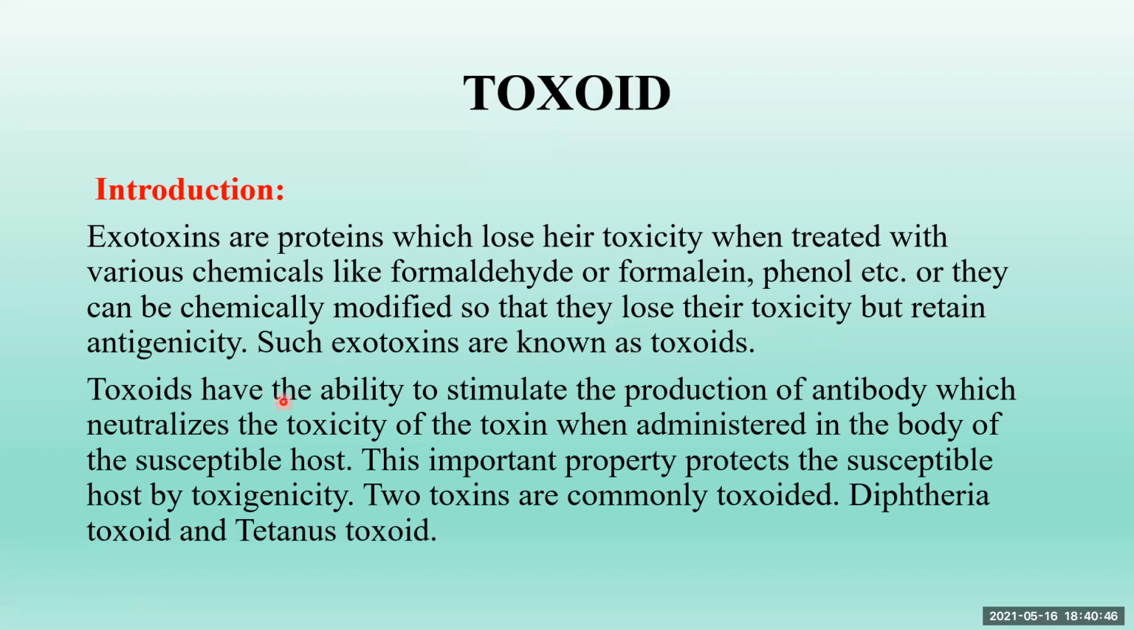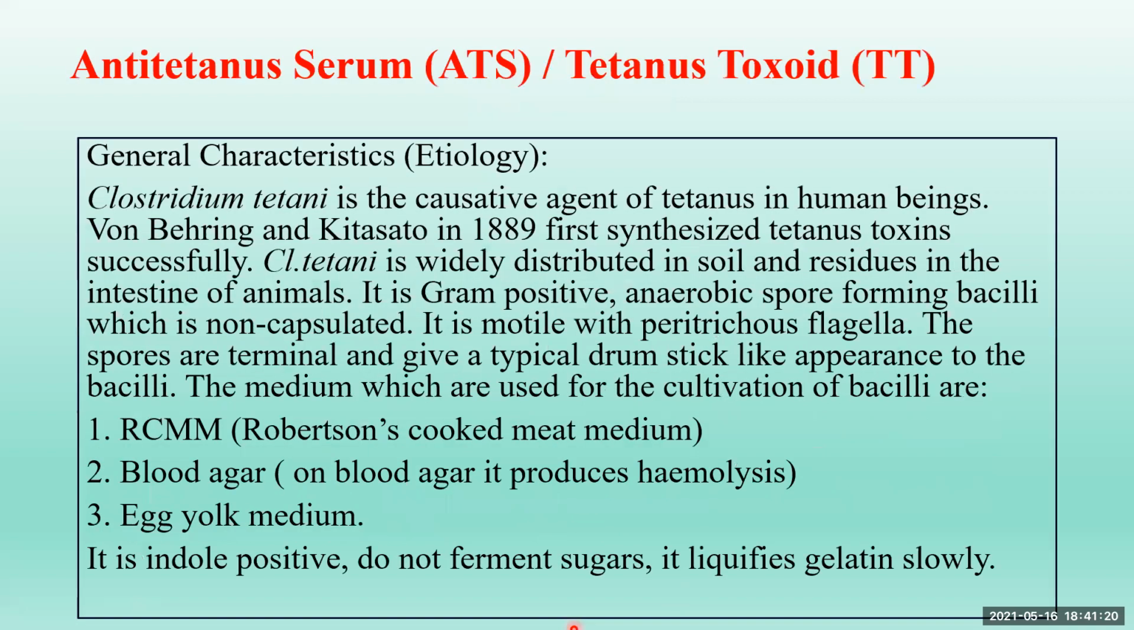Toxoids have the ability to stimulate the production of antibody, which neutralizes the toxicity of the toxin when administered into the body of the susceptible host. So toxoids can stimulate antibody production, and the antibodies produced against the toxoid can neutralize the toxicity of the toxin. This important property protects the susceptible host from toxigenicity. Two types of toxins are commonly toxoided: diphtheria toxoid and tetanus toxoid.